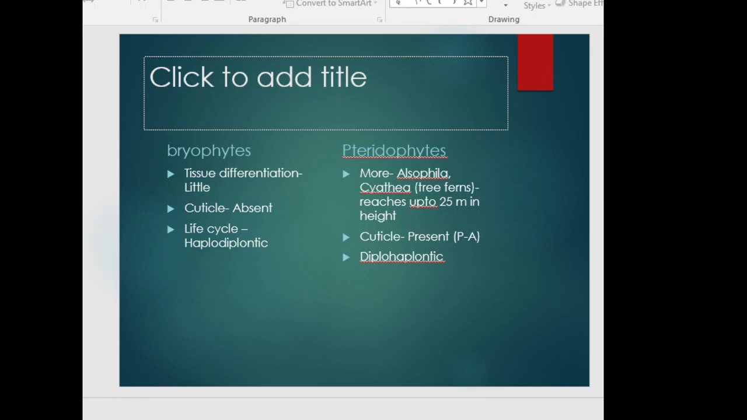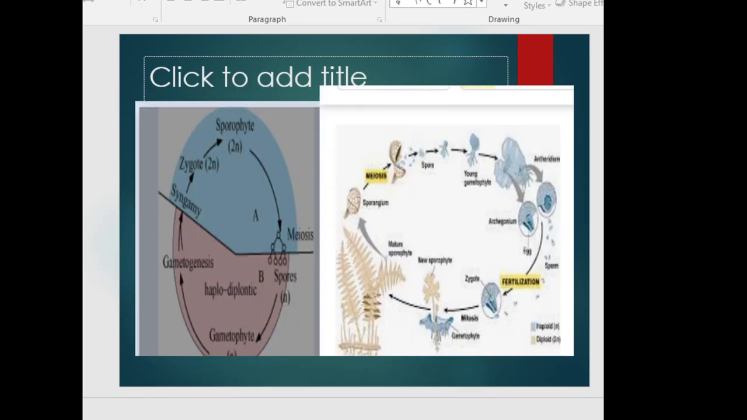In the bryophytes, the life cycle is haplodiplontic. Main phase is haploid, that is the gametophytic phase, while in the pteridophyta, the life cycle is diplohaplontic. Main phase is diploid, that is the sporophytic. So in this diagram you can see that this is the first picture where the cycle is haplodiplontic, that is started from the gametophytic tissue, while in case of the pteridophyta, the life cycle is diplohaplontic, that is it is started from the diploid phase, that is from the sporophytic phase.